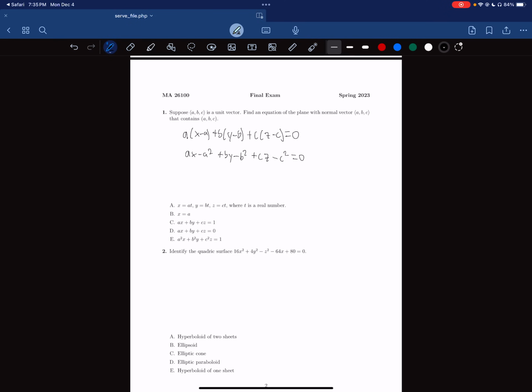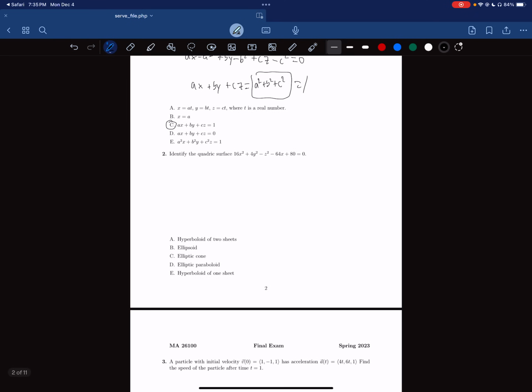And I think we're going to see something pretty cool happen here. If we add all the a squared, b squared, and c squared to the right side, we're going to get ax plus by plus cz equals a squared plus b squared plus c squared. And given the definition of a unit vector, it says it's a unit vector, so this whole thing right here is going to be equal to 1. So hopefully that's our answer. Yeah, I saw C is our answer here.